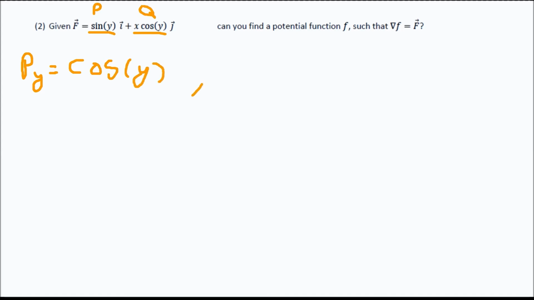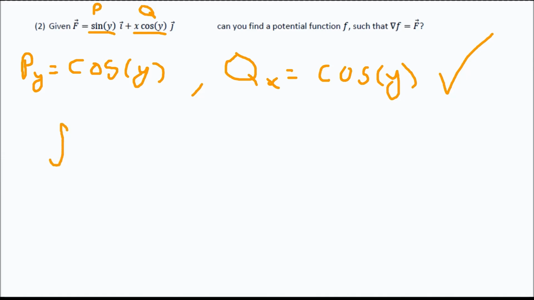Then I want to check what's the derivative of Q with respect to x. So Q partial x. Well, this is x cosine y. So with respect to x, right, cosine y is my constant. Cosine y would, again, typically be factored outside. And the derivative of x with respect to x is just 1. So, yeah, it turns out they do match, which means a potential function should exist, and I should be able to find it. So we're going to go through and just take our antiderivatives again. Now we take the antiderivative of P with respect to x. And again, this is where it gets a little bit complicated at first, at least when you're first doing this stuff, because you're taking the derivative of P with respect to y, but you're taking the integral of P with respect to x.